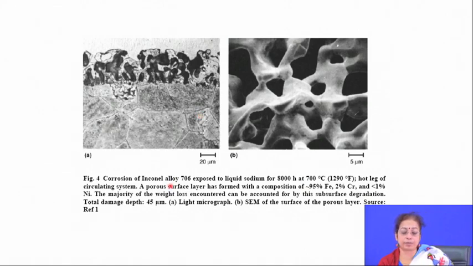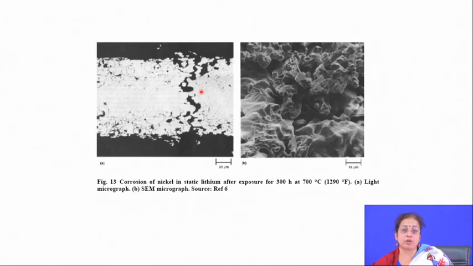This is the case for corrosion of Inconel alloy 706 exposed to liquid sodium, again for 8000 hours at 700 degrees Celsius, in a hot leg circulating system. A porous sulfur layer has formed. This is the cross section. If you look carefully, you will find that the porosity content is so high that in many cases it is interconnected. So, this component will fail at a much faster rate when it is subjected to tensile stress.